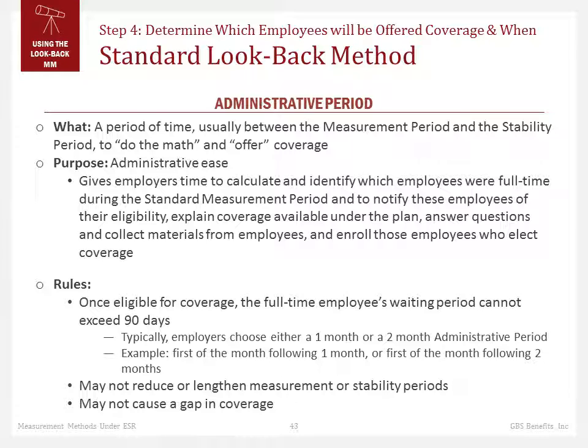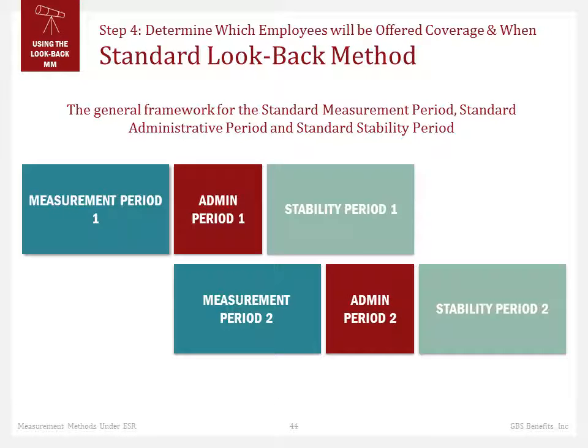Now there are rules about the administrative period, and basically that administrative period is kind of analogous to a waiting period. Once they're eligible, they can't wait longer than 90 days. Typically employers, because we're working within the measurement period and the look back period specifically, find it easier to wrap their head around and to administer if you turn it into months. So you would either choose a 1-month administrative period or a 2-month administrative period. For example, first of the month following 1 month or first of the month following 2 months would be when your stability period starts.